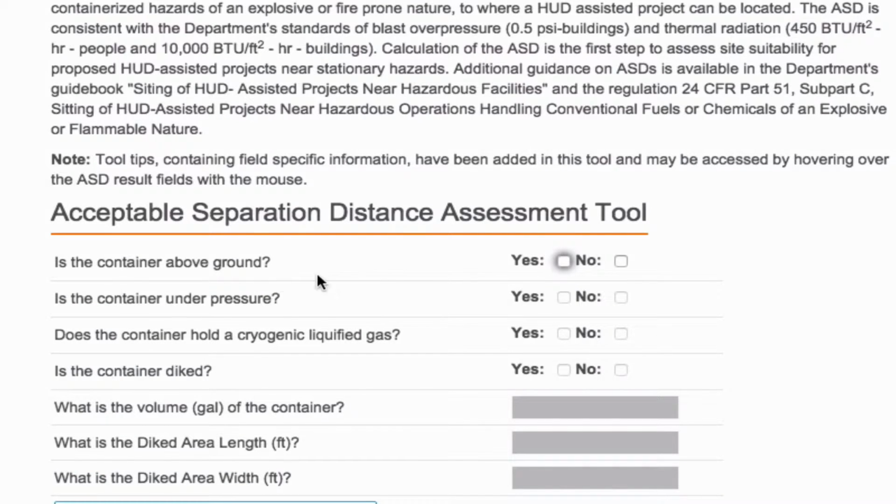Is the container above ground? Yes. Is the container under pressure? Because this particular tank contains a liquid gas, the answer is yes.